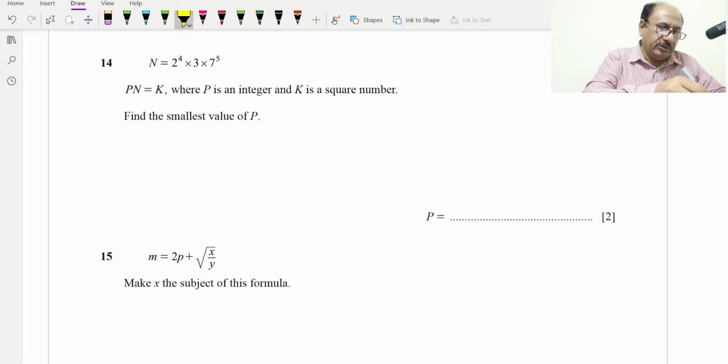Question number 14: n is equal to, this is provided, and they're saying Pn is equal to k, where p is an integer and k is a square number.